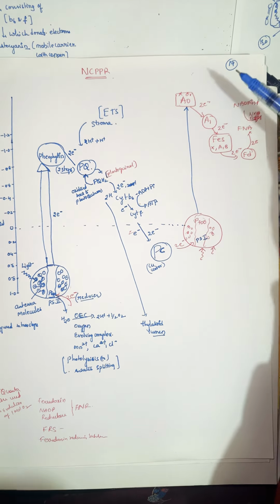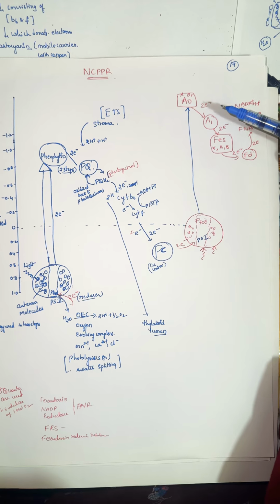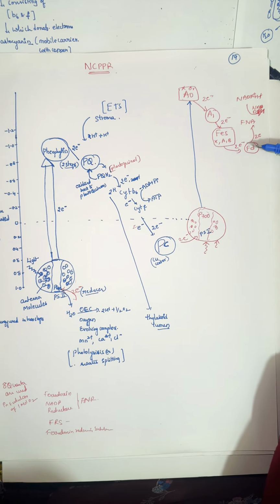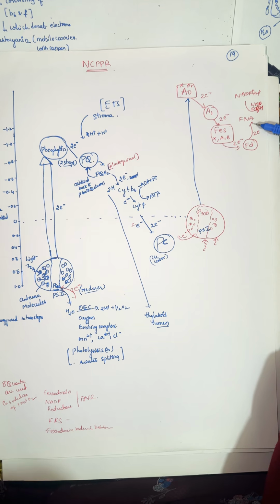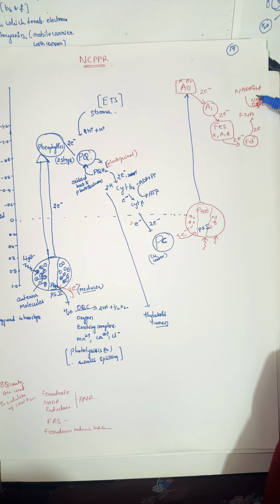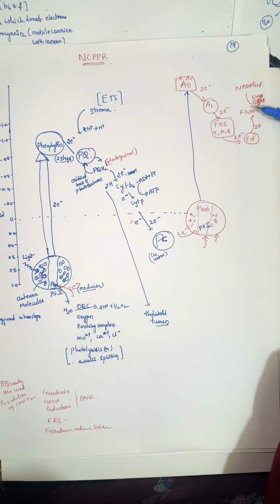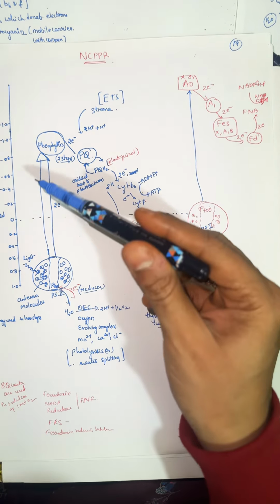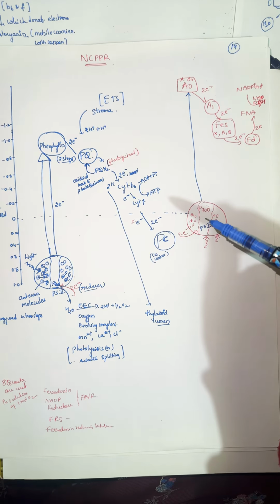PS1 again gets excited. Here X or A0 will absorb two electrons. Directly FeS it is passing on, and then Fd, ferredoxin, and FNR also, the ferredoxin NADP reductase enzyme. Then they are preparing NADPH2. So uphill, downhill, uphill: these electrons are traveled again and come back to PS1.